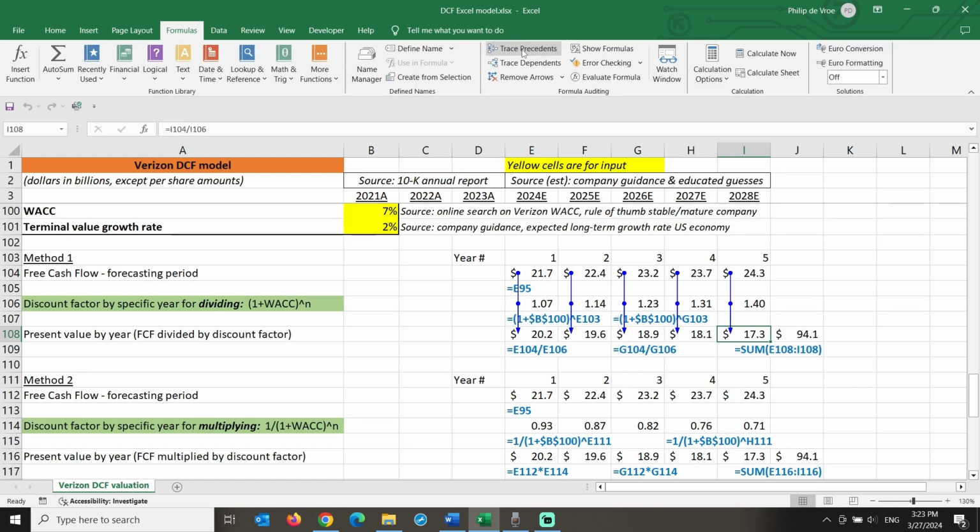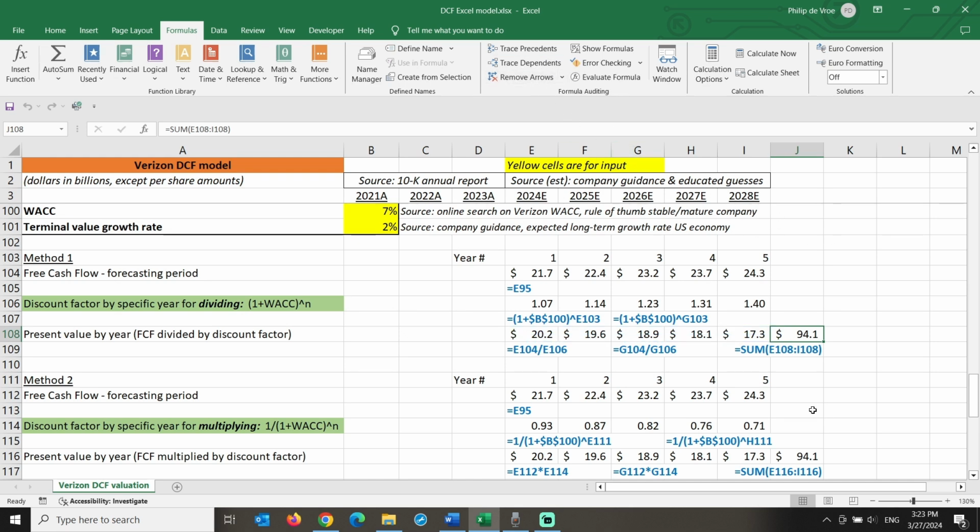$21.7 billion divided by 1.07. $22.4 billion divided by 1.14, and so on. Those 5 numbers you can then sum to get to the present value of the free cash flows in the forecasting period of $94 billion.